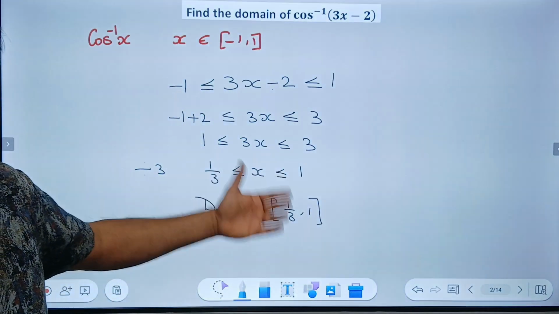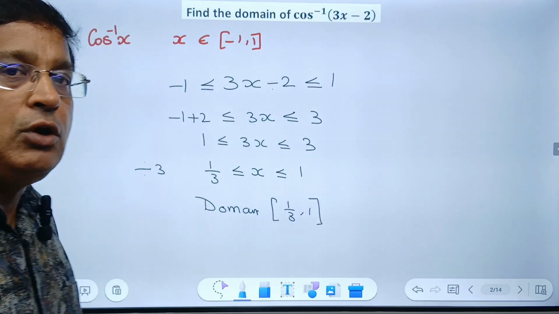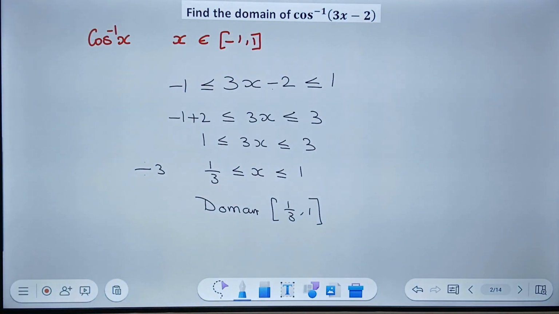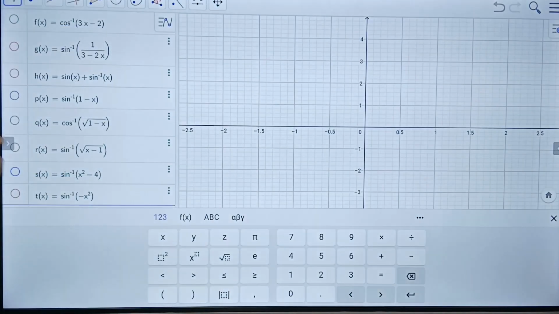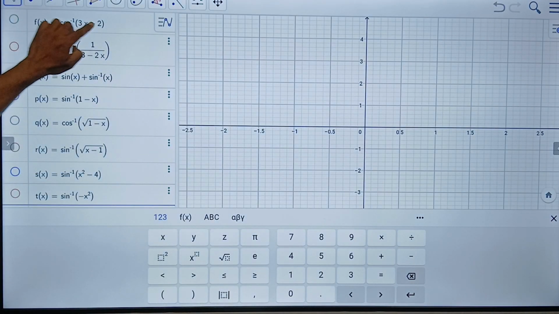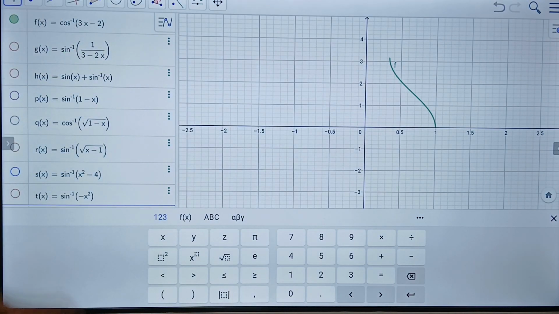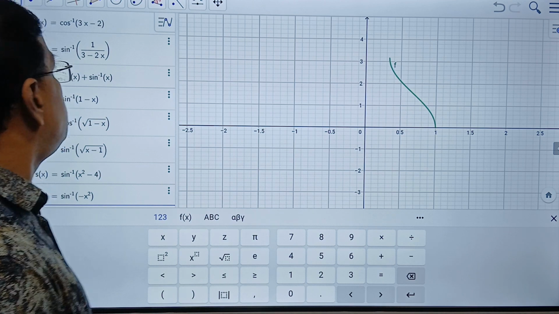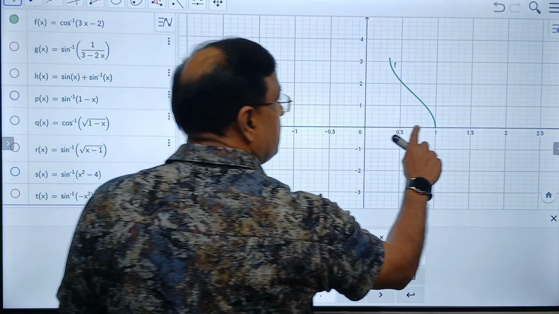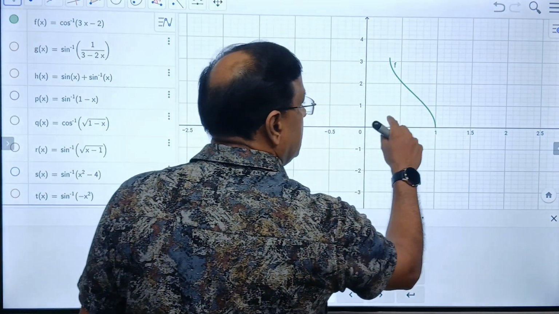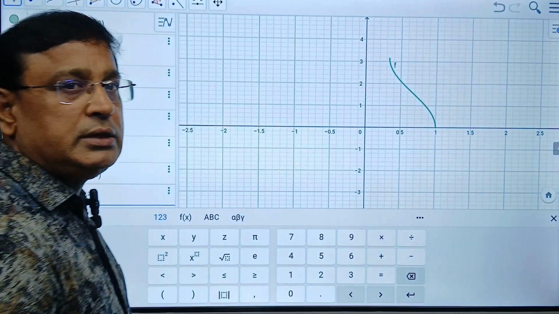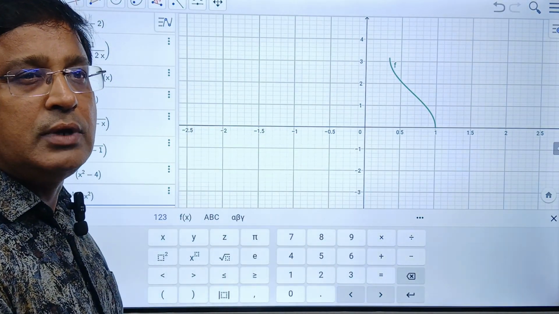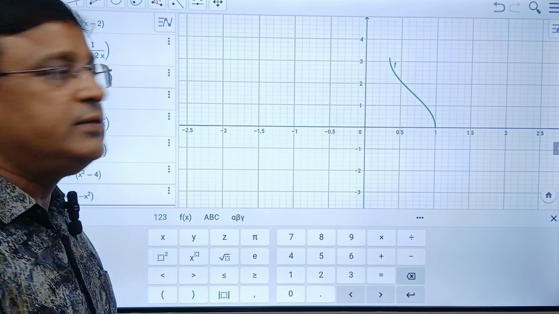I hope you understand how to solve the problem. Now I will also show you graphically how it looks. Just watch this. I've already done it and kept. See, this is the function cos inverse of 3x minus 2. Look at the graph. Your maximum value of x is 1 and the minimum value is less than 0.5, that is around 1 by 3. 1 by 3 is like 0.3 something, correct?